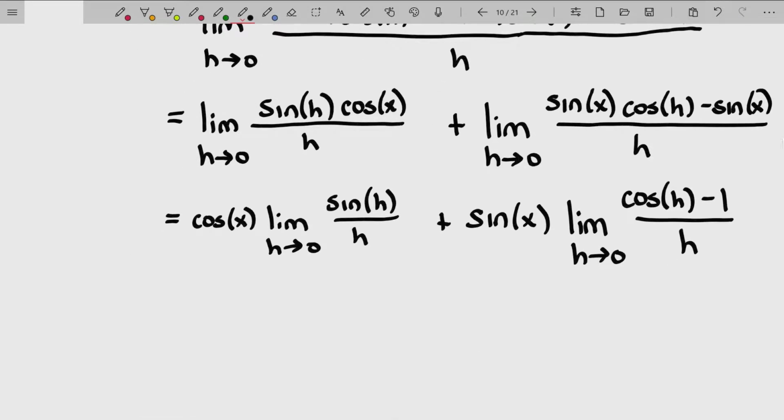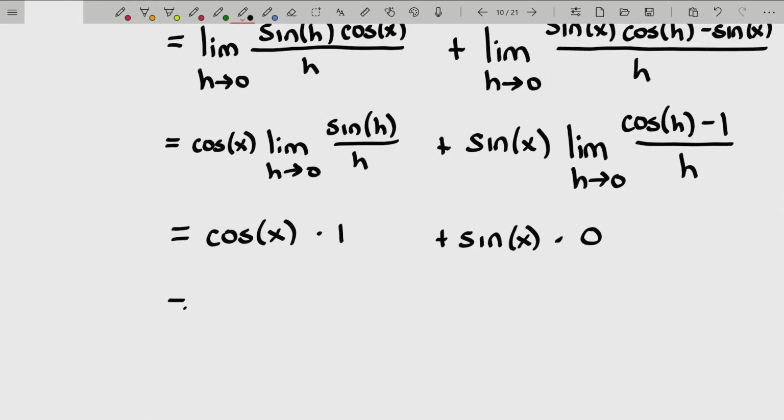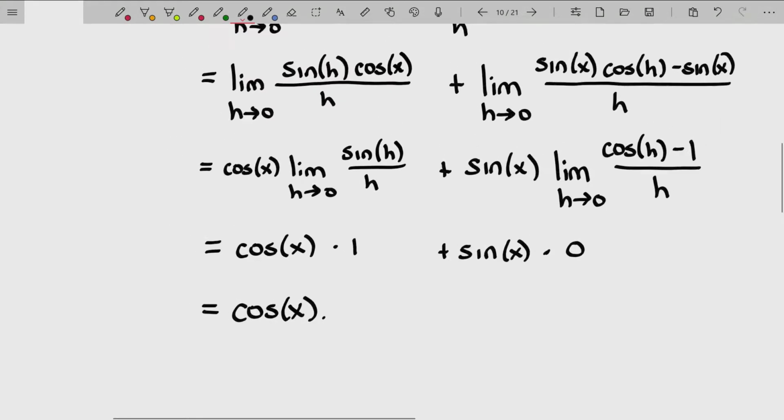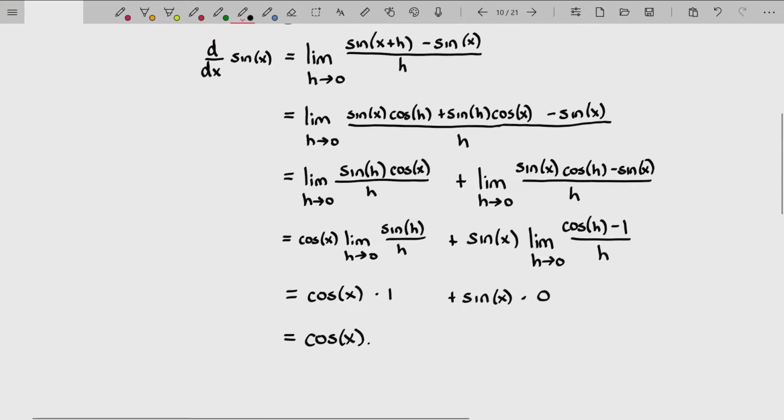And we know from the lemmas, this will be cosine of x times 1 plus sine of x times 0. Right? The limit as h approaches 0 of cosine of h minus 1 over h is 0. And so this turns into the beautiful cosine of x. And we have now proven what we wanted to prove, which is that the derivative of the sine is equal to cosine of x. There you go.